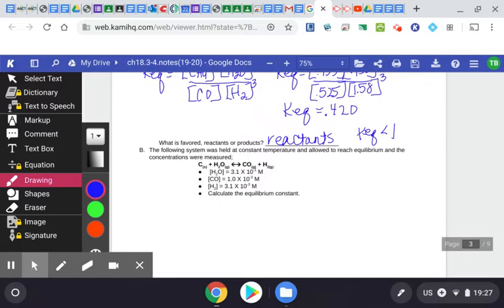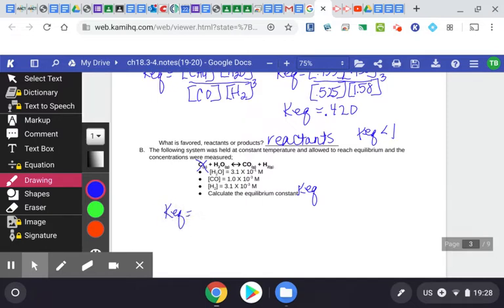The following system was held at constant temperature and allowed to reach equilibrium, and the concentrations were measured. Again, I'm not going to list those off to you. It says calculate the equilibrium constant. So I need to calculate what my KEQ is. In looking at the reaction, we have gas, gas, gas, solid. Because that's a solid, I am not going to include that in my KEQ calculation or in my KEQ expression.